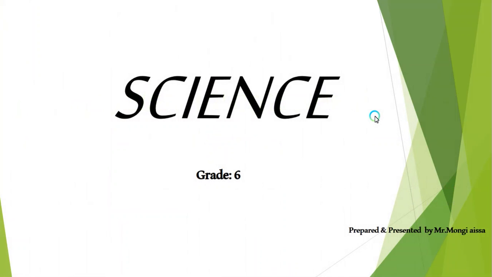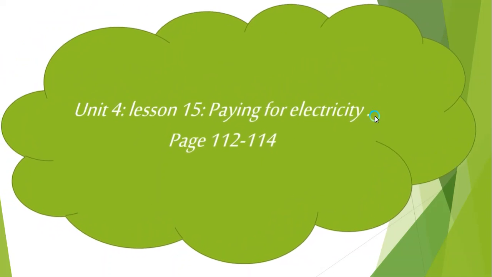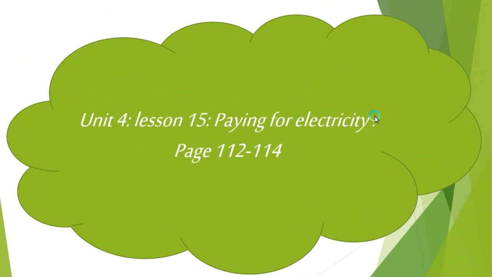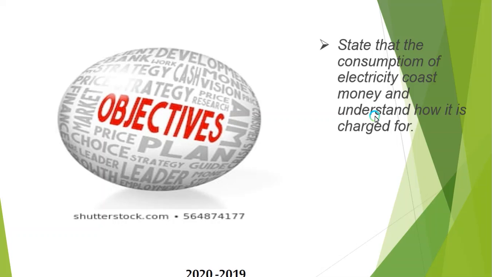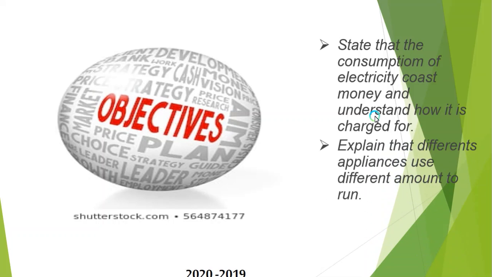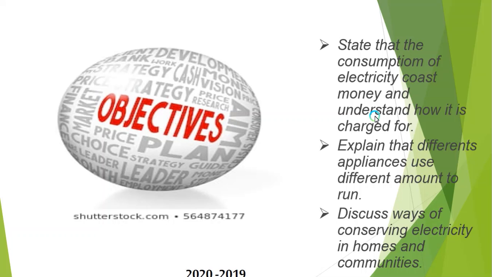Today we're going to speak about science for grade 6. First of all, we're going to speak about the lesson. The lesson is Paying for Electricity, from page 112 to page 114. Our objectives will be to state that the consumption of electricity costs money and understand how it is charged for, explain different appliances, and discuss ways of conserving electricity.